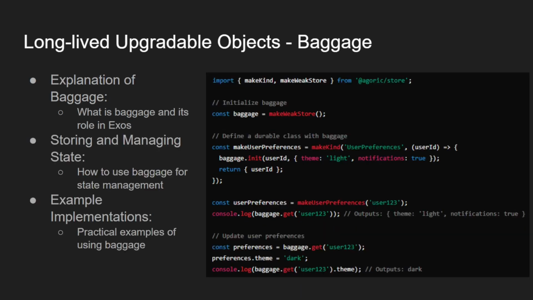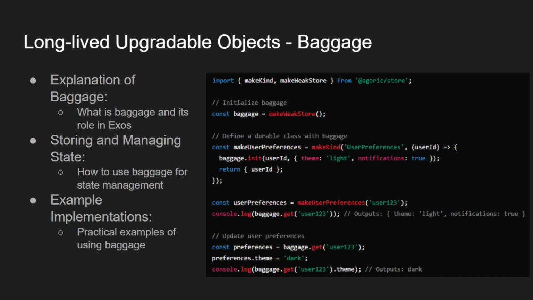Building on our understanding of Exos, let's delve deeper into the concept of baggage. Baggage plays a crucial role in state management within Exos, ensuring your data remains persistent and consistent across upgrades. Baggage is a persistent storage mechanism that allows Exos to store and manage state efficiently. Think of it as a way to keep track of all the important data that your Exo needs to function, even as its code evolves over time.